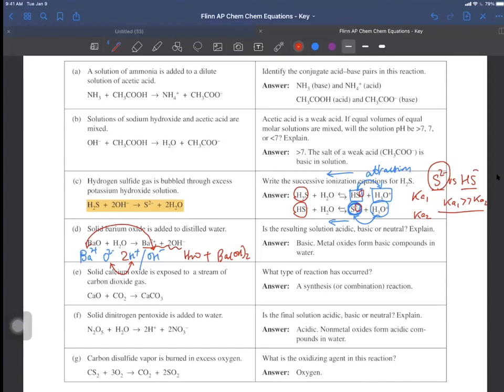Can we compare the stability in terms of the charge density? Right? This is a 2 minus on one atom. This is a 1 minus on one atom, right? So this is why the S2 minus is unstable compared to the HS minus. But is this the biggest reason? I think this is part of it. I feel like, because the Ka1 is so much greater, maybe there's another reason as well.